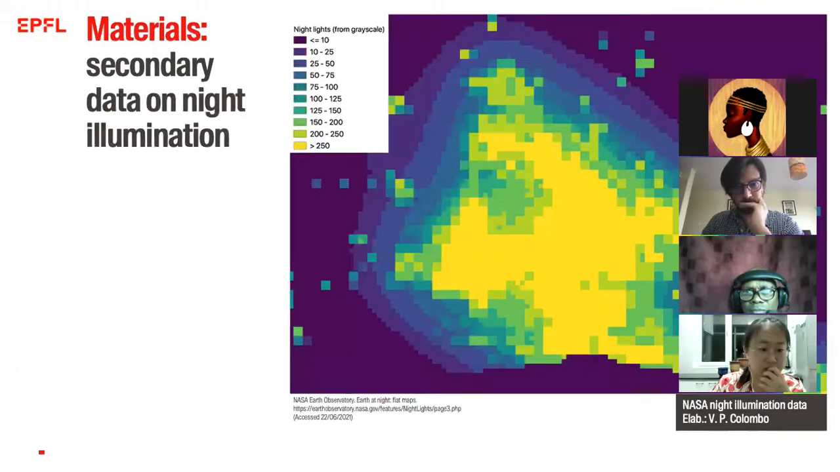The third and last layer of settlement data are the night lights captured by NASA's Earth Observatory. The Earth Observatory provides images of Earth at night at a resolution of 500 meters for the year of 2016. These images contain information on the intensity of night illumination, which suggests human occupation and especially the presence of infrastructures. This slide shows the data for Abidjan adapted from a grayscale.